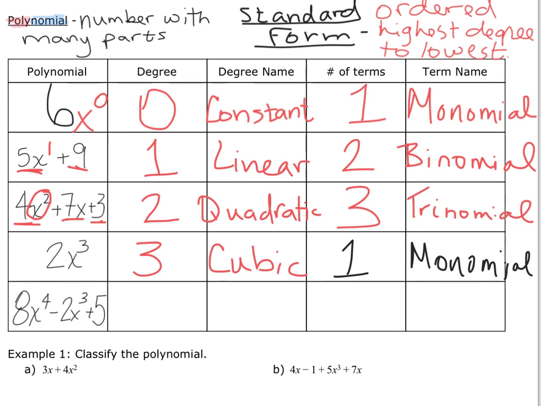Last one, Xavier, can you help me out? Here, an 8x to the 4th minus 2x cubed plus 5. What's the biggest exponent? 4. So my degree is going to be a 4th degree polynomial.